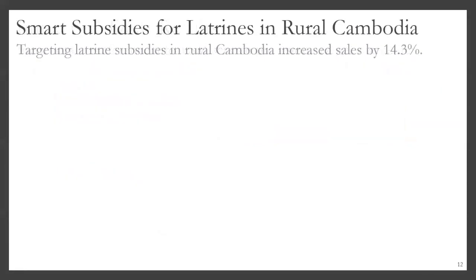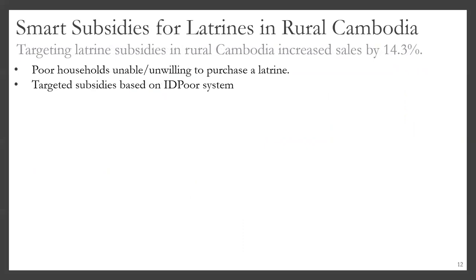The other example I wanted to talk to you about is completely separate from the discrete choice experiment, unfortunately. I wish I had a lot more time, obviously, to talk about these. But another study that IDE ran in rural Cambodia looked at targeting subsidies for latrines in order to increase sales, particularly to poor households. IDE recognized that poor households were either unable or unwilling to purchase a latrine, and so they decided to target subsidies based on the ID Poor system in Cambodia.